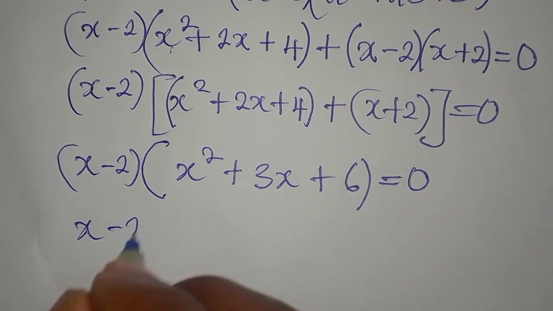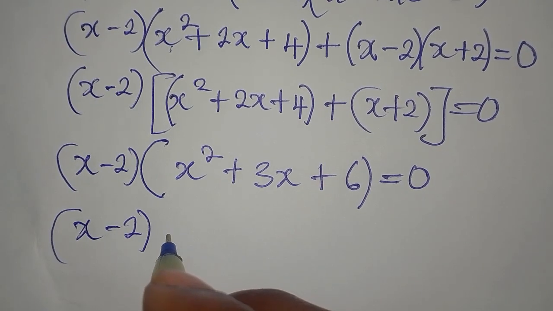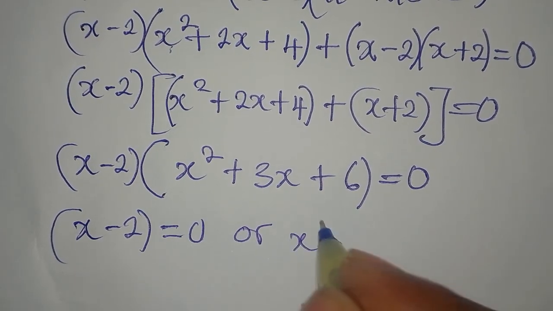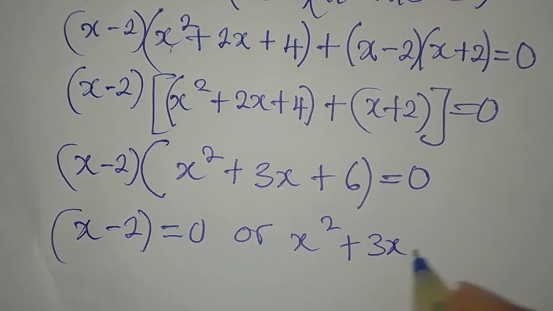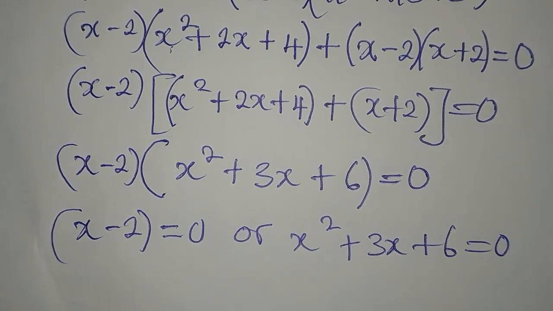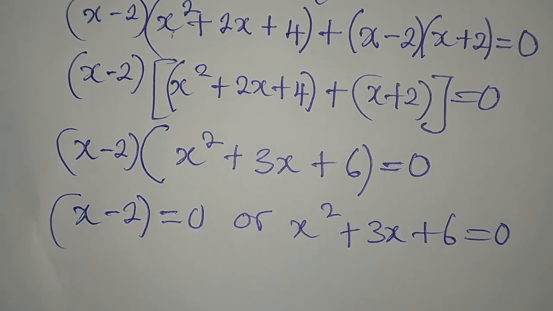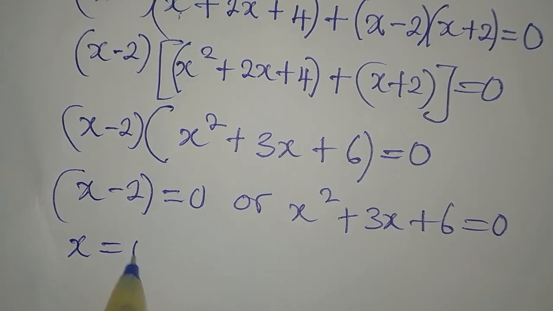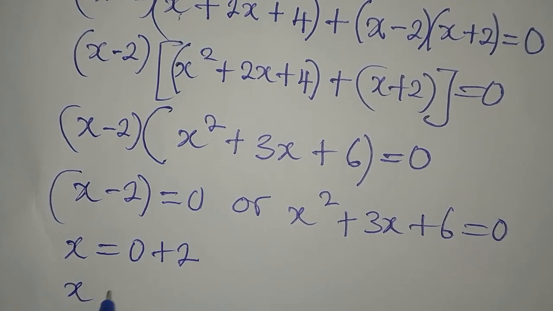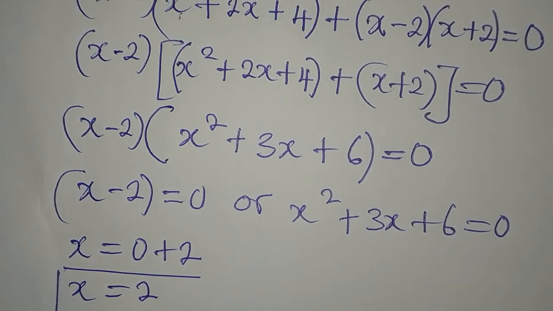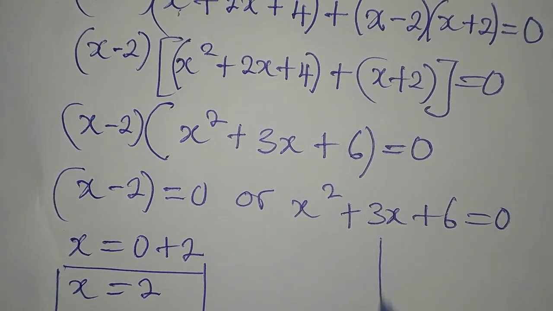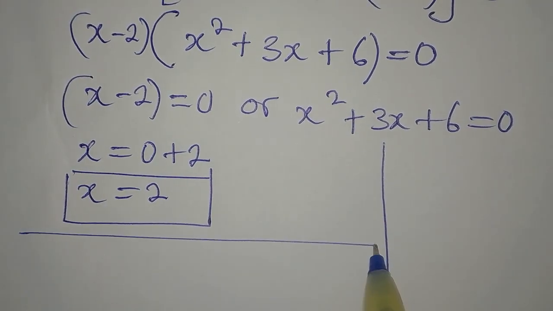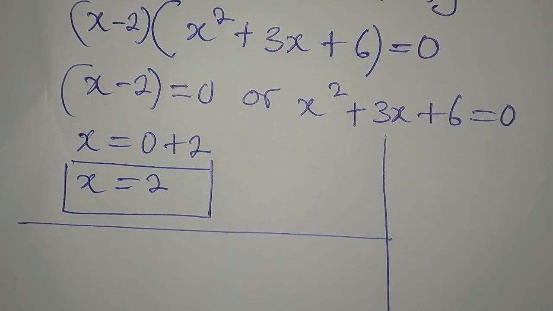Now we have x minus 2 over here. It's either this is equal to 0 or x squared plus 3x plus 6 is equal to 0. This bracket is not needed. Now the next point, from here, our x is equal to 0 plus 2, and x is equal to 2. This is one of the solutions. Now to get the other solutions, let's pick this equation over there and try to solve it here.